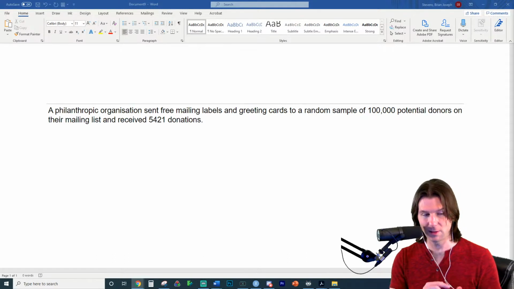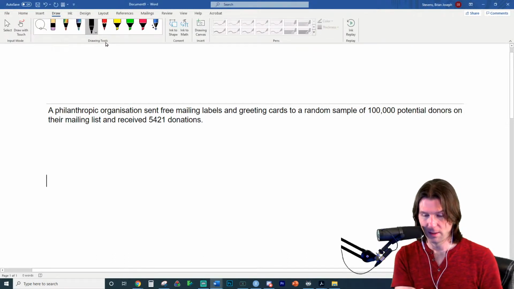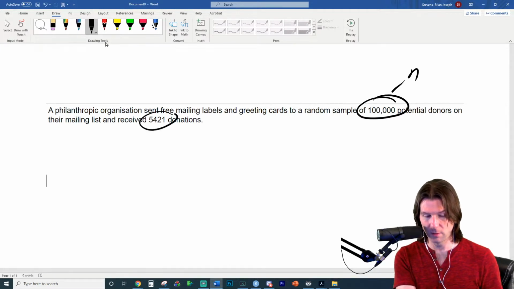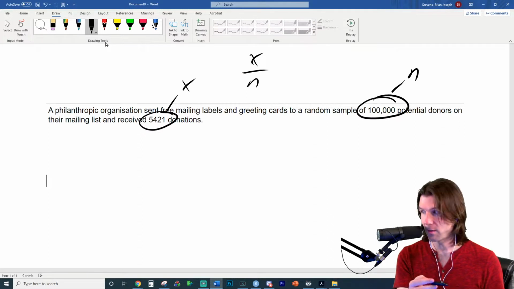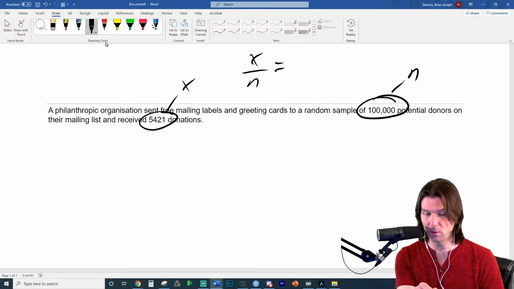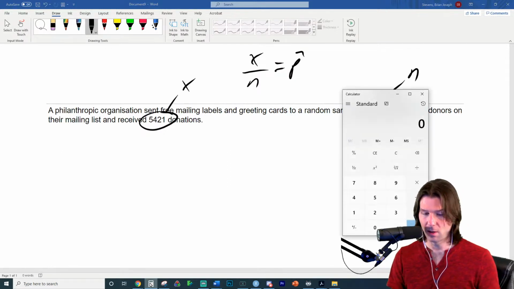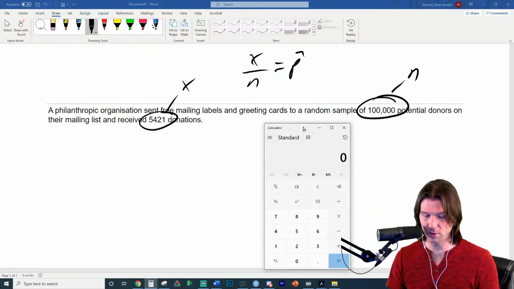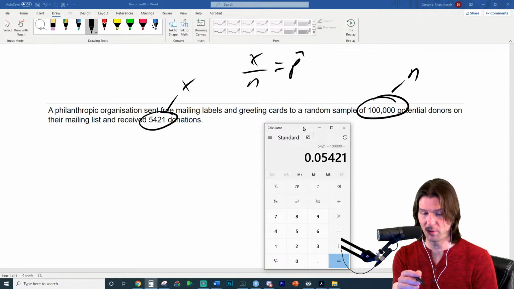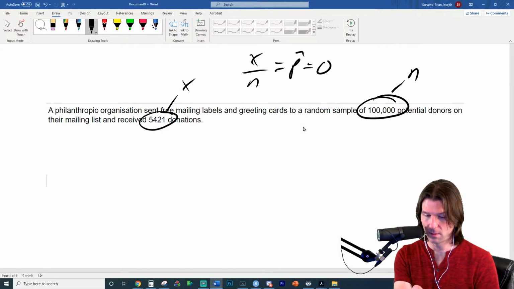So the notation we have, nice job, Dan, right there. 100,000 is n, that's the sample size. And then x is going to be the number of successes. And then x over n, the number of successes over the sample size, is equal to p hat. So p hat is x over n, which is 5,421 over 100,000, so 5.421%. You're just doing a little bit of moving of decimals right here.